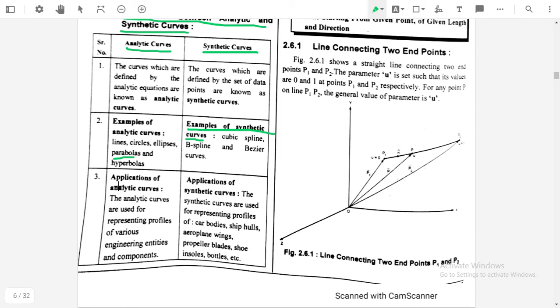What is the application of the analytical curve? The analytical curves are used to represent some engineering entities or components. Suppose we want to design a cube, and to design a cube we require lines. So to represent some engineering entities or components, analytical curves are used.